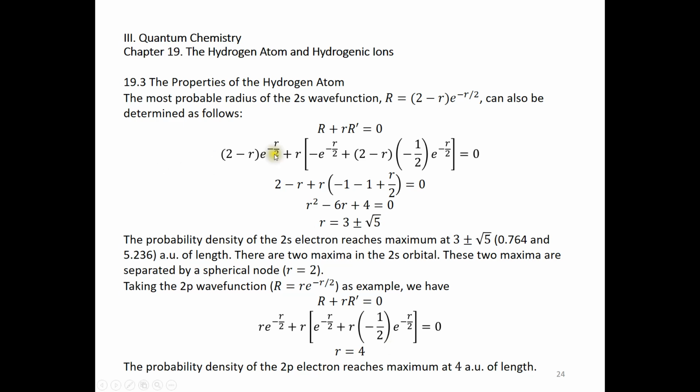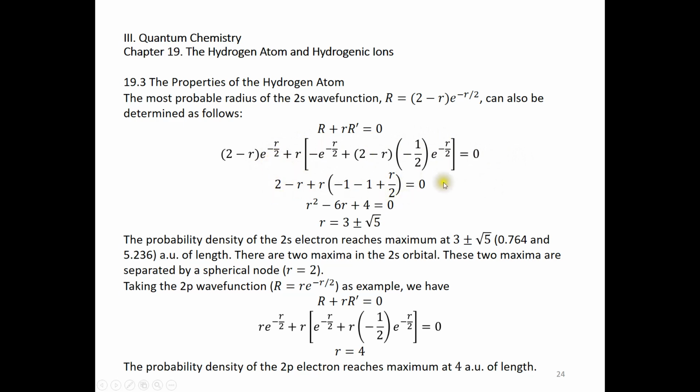Now let's look at the 2s wave function. We have this polynomial function. Well, it's first order, multiplied by the exponential function over here. This is the function of r for the 2s electron. Again, we use this equation: r plus the lowercase r times the first derivative of the function of r is 0. We plug in the expression here. This is the function itself, and this is the first derivative. We have a common factor, e to the power of negative r over 2. So both sides divided by this exponential function, we get this.